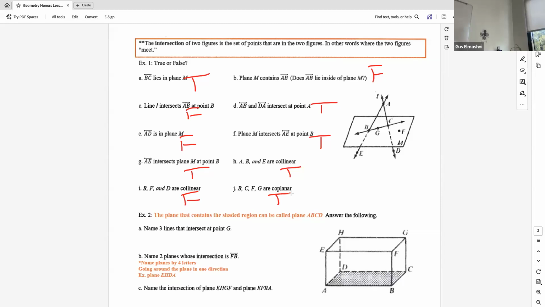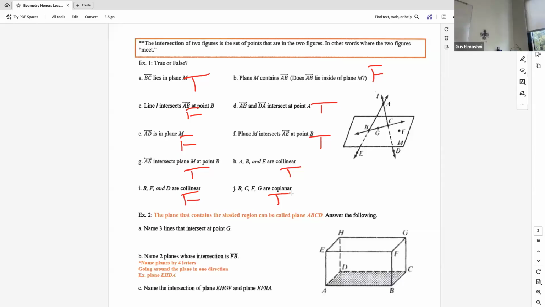AD is in plane M? It is not. Plane M intersects line AE at point B. It sure does. AE intersects plane M at point B. It sure does. A, B are collinear, they are. That's just, you got lucky there. B, F, D are collinear? They are not. Just the way it's set up.